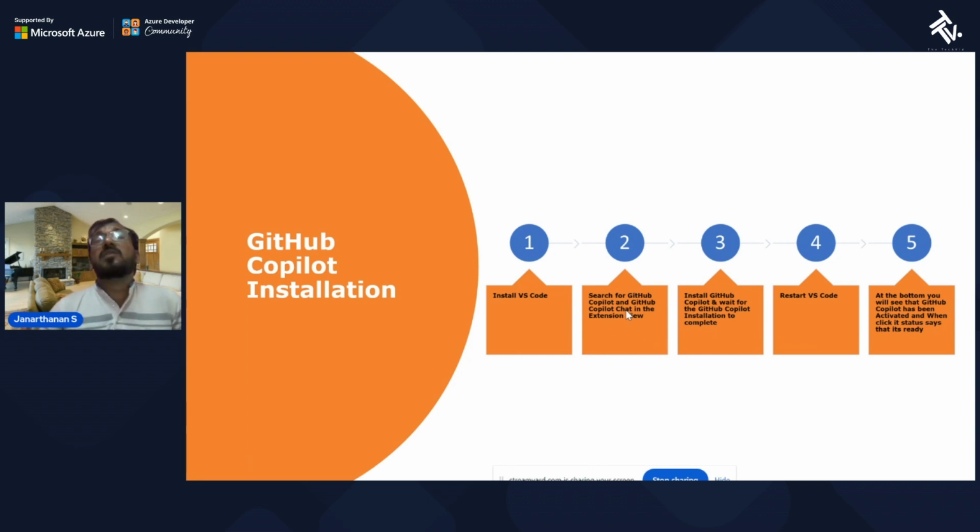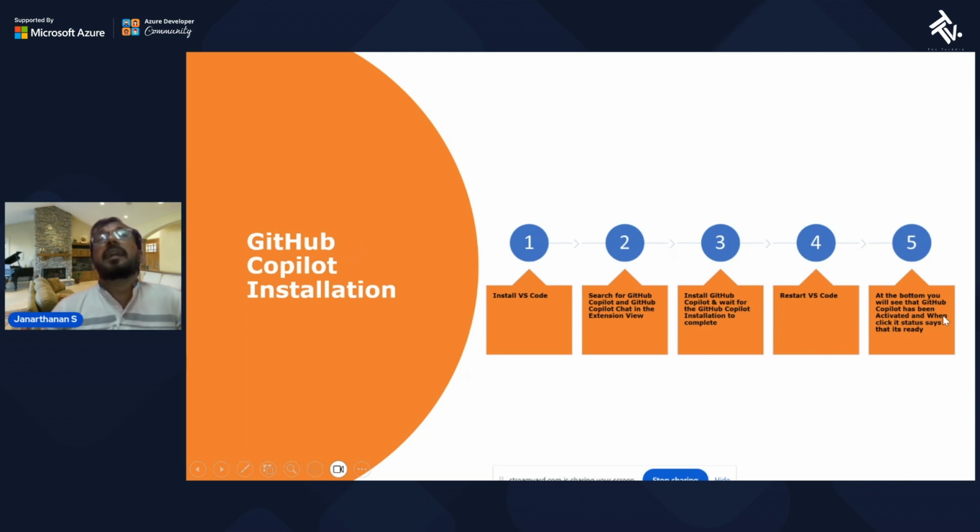These two extensions, you have to search for in the extensions tab. Once you have searched for them, download and then install them. After you have downloaded and installed, you have to restart your Visual Studio Code. Once you restart Visual Studio Code, you will be able to see the GitHub Copilot option available at the bottom of your Visual Studio screen.